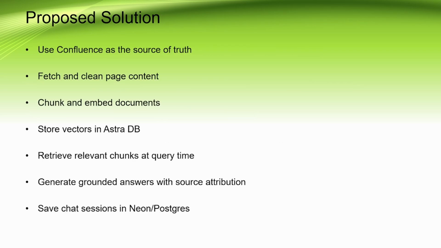So what was the proposed solution? My solution was to build a RAG-based chatbot around Confluence. The system fetches documents from Confluence through the API, cleans the content, splits it into chunks, then generates embeddings and stores those embeddings in Astra DB. When a user asks a question, the system retrieves the most relevant chunks, sends them to the language model, and generates an answer based on those retrieved documents. At the same time, the question is stored in PostgreSQL using Neon, so the user can create separate sessions, reopen old sessions, and continue later.